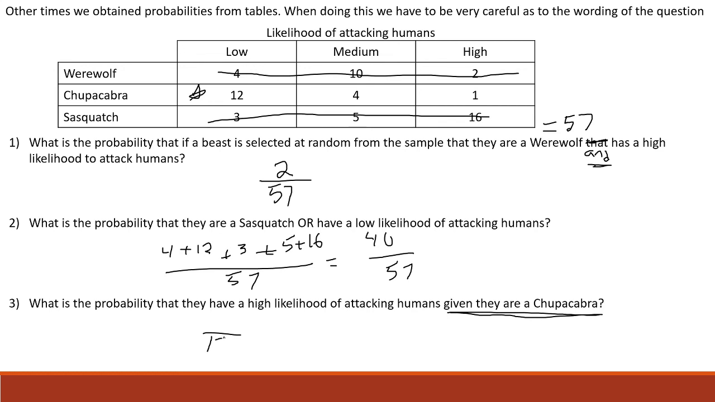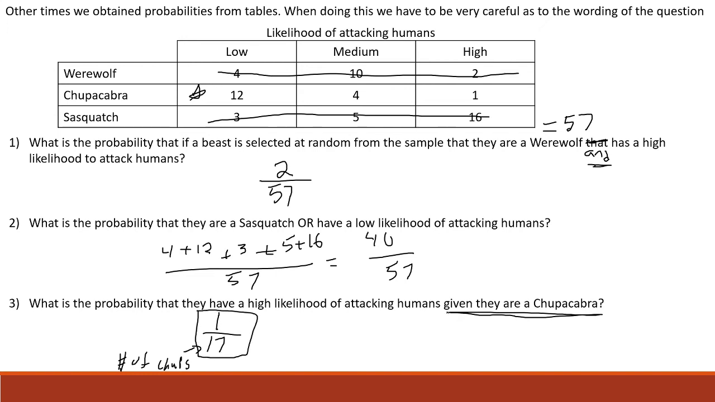So I have 17 chupacabras, right? That is the number of chups, C-H-U-P-S, number of chupacabras. Of these 17, I want to pick the one that's a high likelihood. So that's only one of them. There's only one chupacabra that's a high likelihood of attacking humans. They go for goats more usually. So this would be a 1 out of 17 chance. This would be my answer, right?